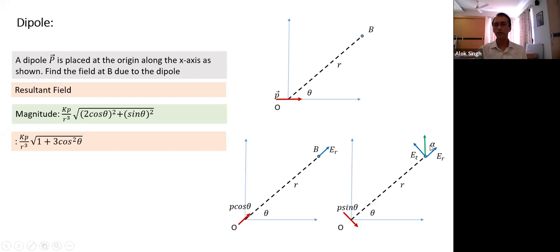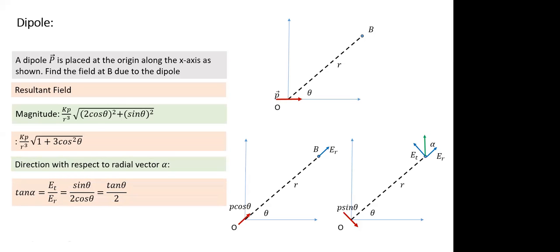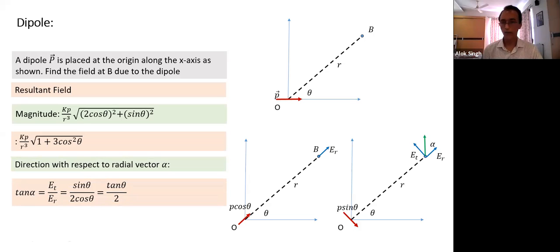Yes, tan alpha will be equal to E_T by E_R. E_T, the tangential component, is KP sin theta by r cube, and the radial component is 2KP cos theta by r cube. So I can find the tangent of alpha, the direction with respect to the radial vector. It will be equal to tan theta by 2. It is not half the angle; the tangent of that angle is half the tangent of the radial vector angle. It is not that if theta is 30 degrees, alpha becomes 15 degrees. Are you following? Yes, sir. So tan alpha is equal to tan theta by 2.